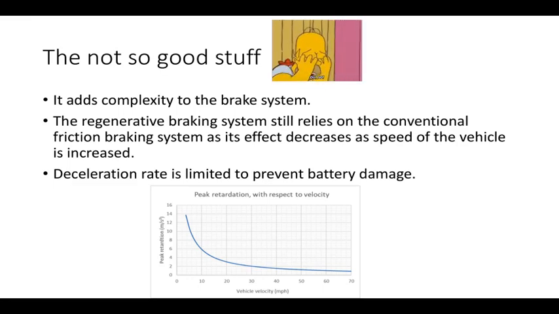This means that as the car is traveling at a higher speed, as you press the brakes, not all the kinetic energy will be converted into electrical energy, which can be seen down below in the graph. And this is because the charge would be too high for the battery to absorb. Which brings me to my next point. Deceleration rate is limited to prevent battery damage.